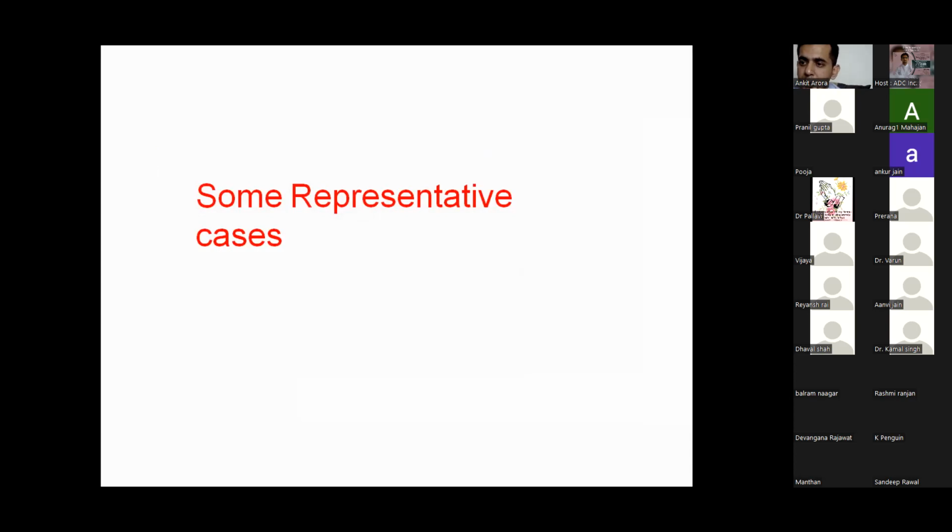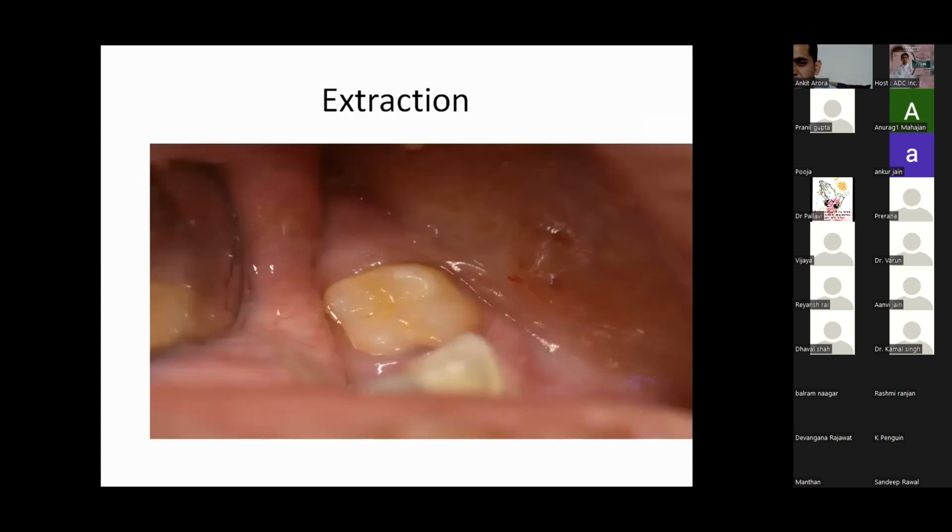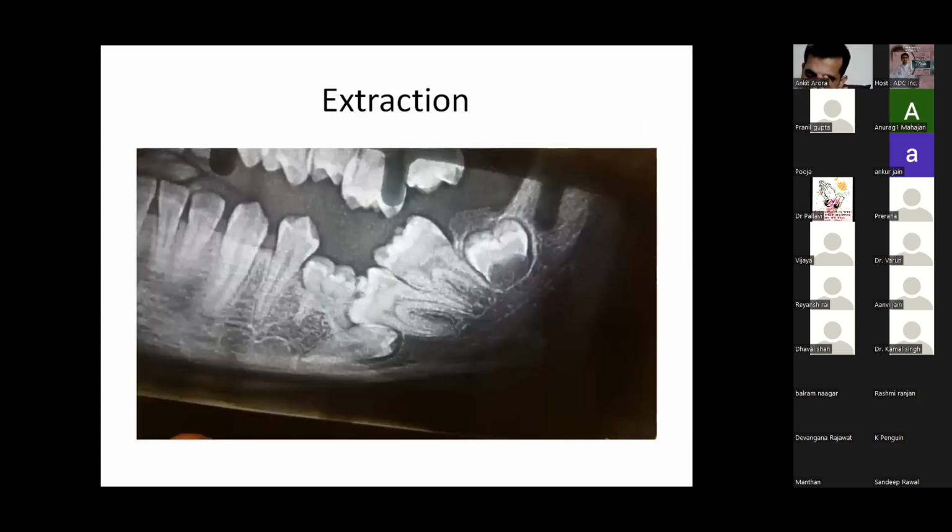Now I would go a little faster. These are some representative cases. You will find them a little interesting, as we have discussed in the third molar webinar. There was an extraction case. The patient was a 70-year-old male, referred to me after 3 to 4 dentists, and it had been told that all teeth need to be removed and it cannot be properly planned.